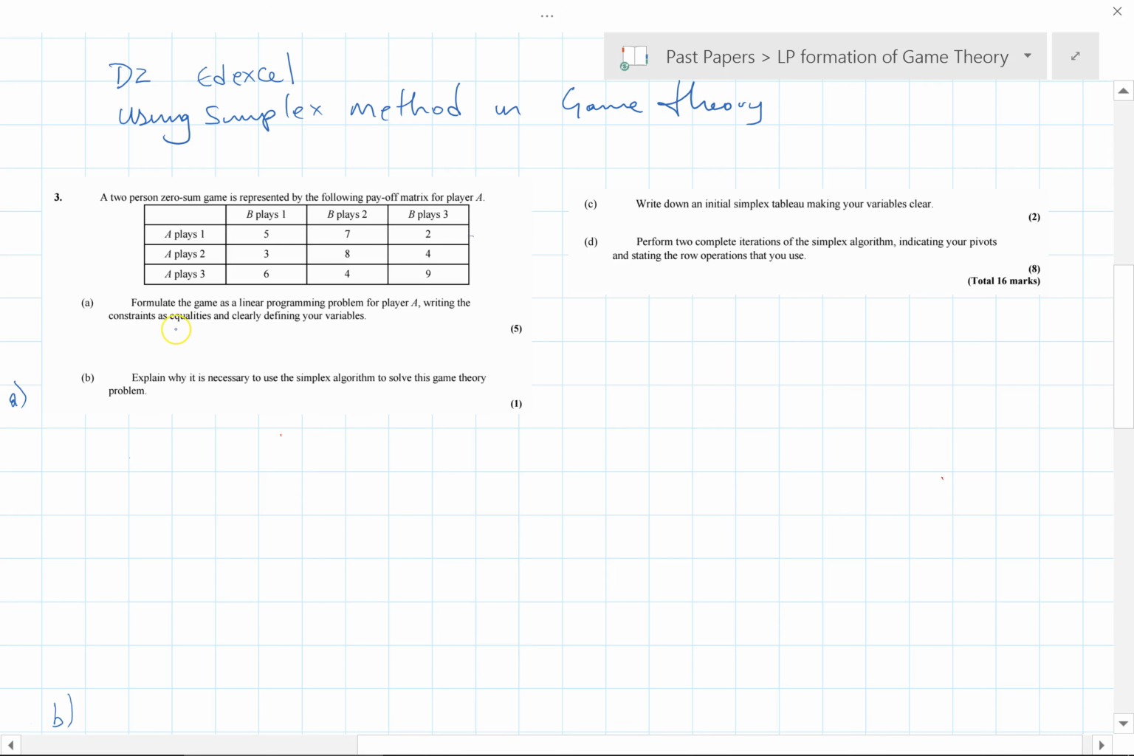The other difference to many questions here is it says write them as equalities. That then leads into part C where we're putting it into a simplex tableau. Anyway, let's get on with it.